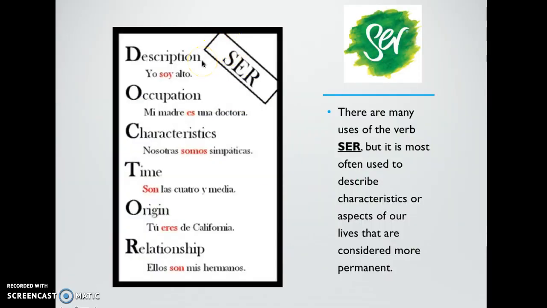Now, if you ever need to remember when to use ser, just think of doctor. Description, occupation, characteristics, time, origin, relationships. Descripción, ocupación, características, tiempo, origen, relación. Okay? There are many uses of the verb ser, but it is most often to describe characteristics or aspects of our lives that are considered more permanent.